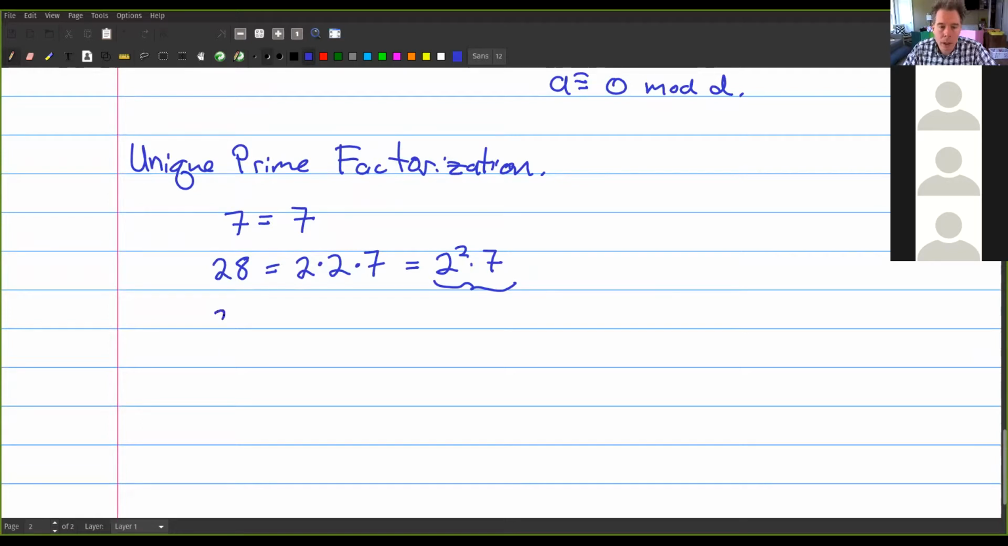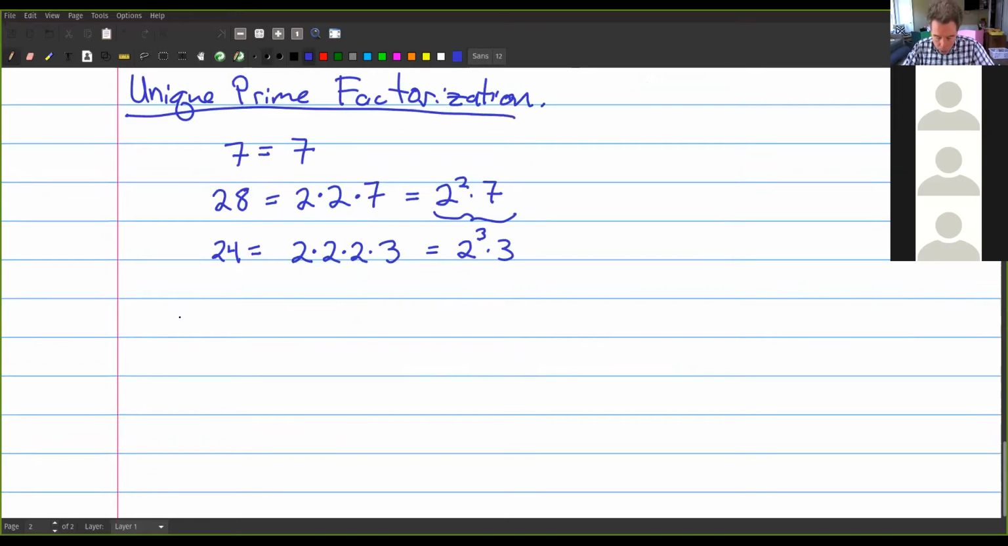And let's look at 24. It's kind of interesting, right? Can you guys do this in your head? I'm thinking of it as 2 times 12, and 12 is 2 times 6, and 6 is 2 times 3. I think this is it. So 24 can be uniquely expressed as a product of primes as 2 cubed times 3. So 2 and 3 are prime.